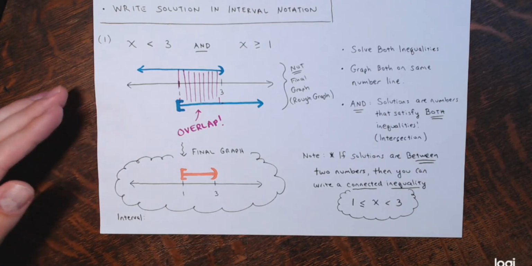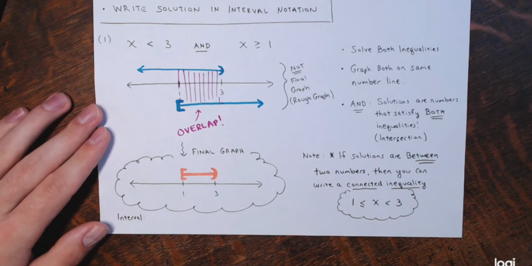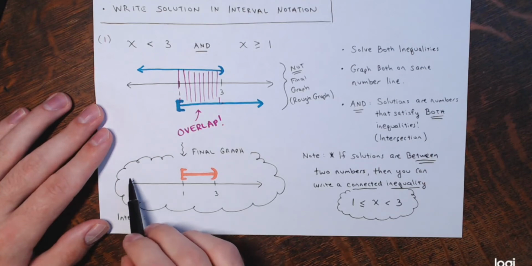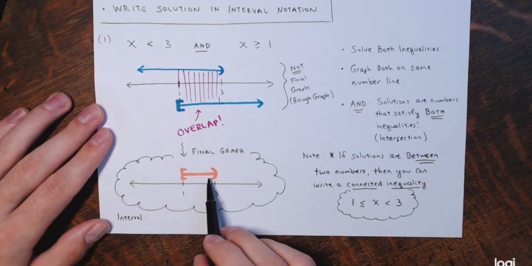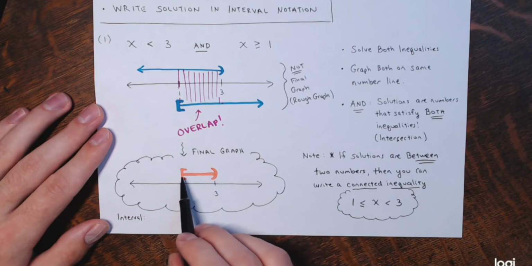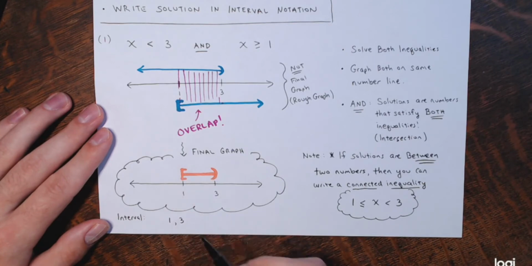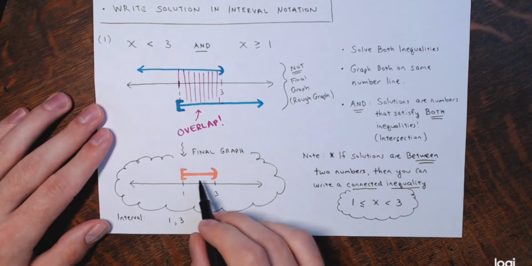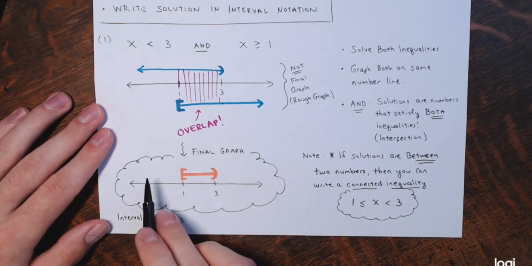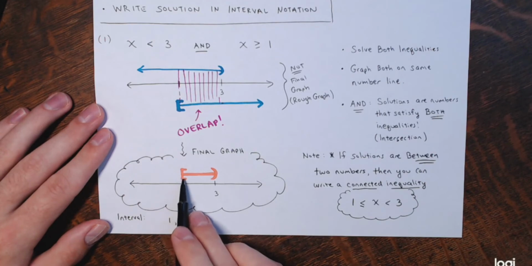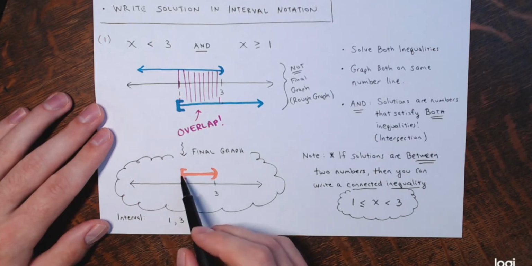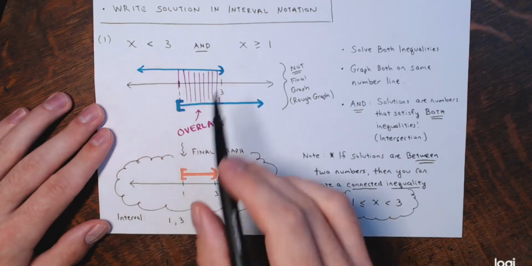Now, if you recall from previous videos, you're always writing intervals for your solutions from left to right. So going from left to right here, looking at just the solution set, we're going from 1 to 3. So I write 1, 3, and that's it. Not to infinity or negative infinity, but the solution set just goes from 1 to 3. So I write 1, 3, and 1 is a solution. 1 does satisfy both inequalities.